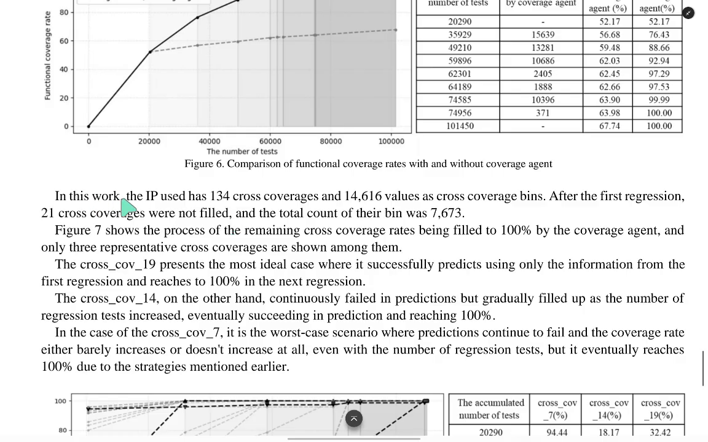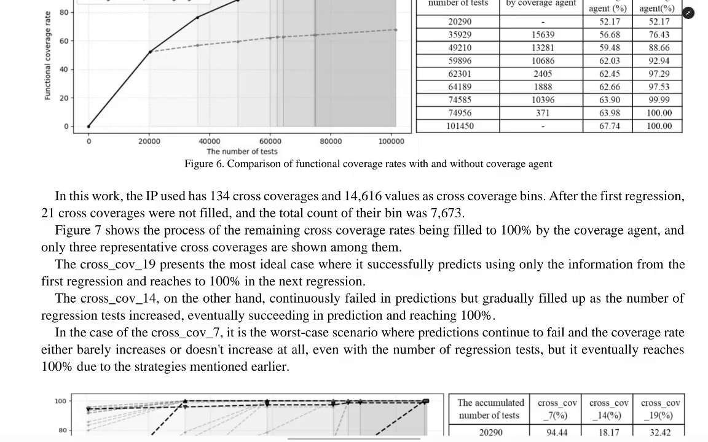In this work, the IP used has 134 cross coverages and 14,616 values as cross coverage bins. After the first regression, 21 cross coverages were not filled, and the total count of their bins was 7,673. Figure 7 shows the process of the remaining cross coverage rates being filled to 100% by the coverage agent, and only 3 representative cross coverages are shown among them.